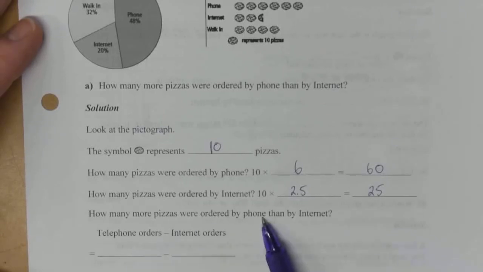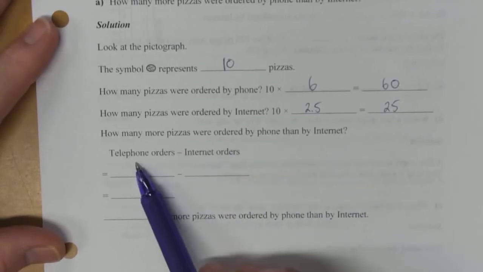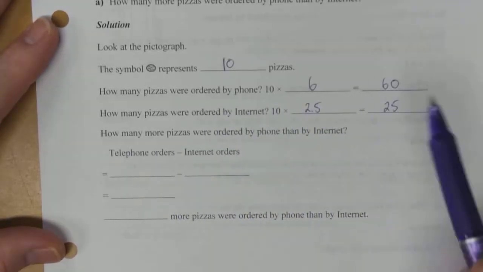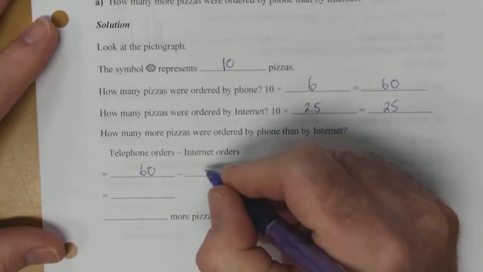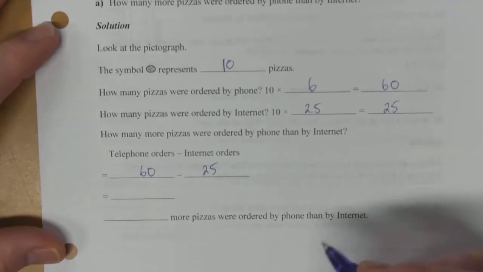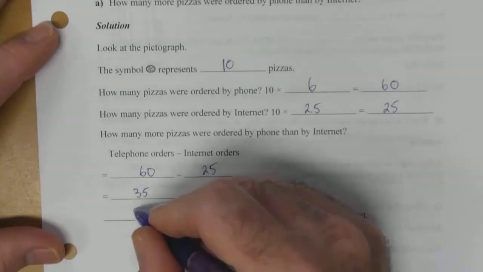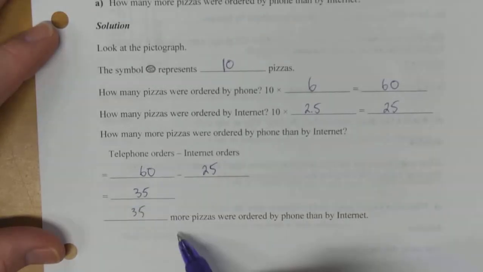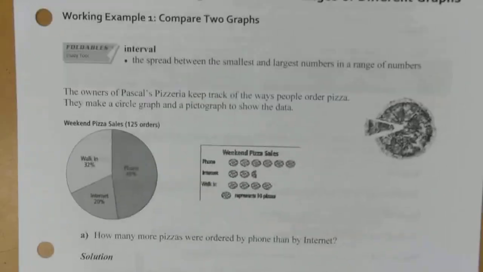How many more pizzas were ordered by phone than by internet? Well, we have to do some subtracting. Telephone orders, we said were 60, and internet orders was 25. So we're going to take 60, subtract 25 to find out the difference. And in this case, that means the difference is 35. So 35 more pizzas were ordered by phone than by internet. So that's that. Let's turn the page.